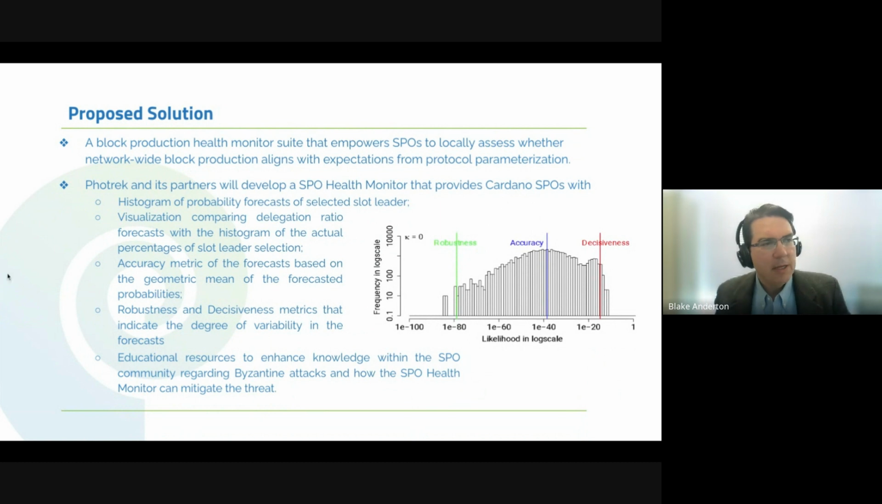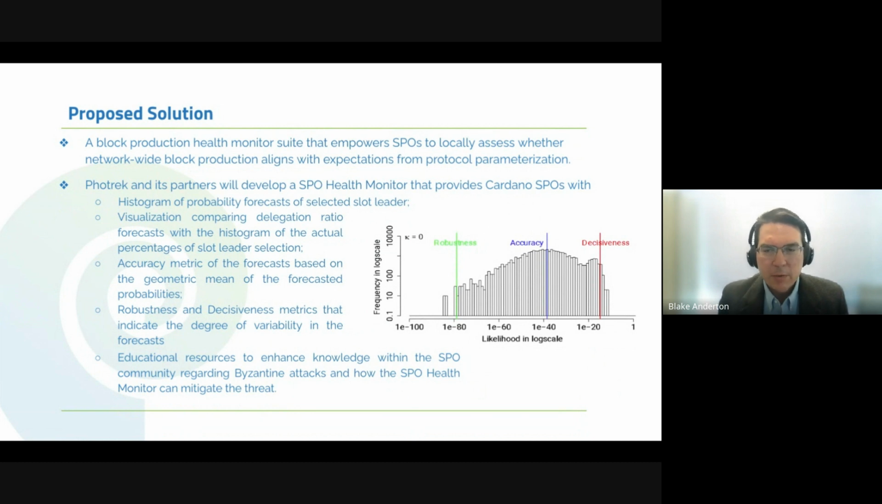Hello, I'm Dr. Blake Anderson. I'll be working with Photrek in a role responsible for solution development. So how do we envision this becoming a solution? We envision these capabilities manifesting in the form of information theoretic metrics that we can display on a visual graph that SPOs can immediately look at to get an indication of whether something wrong is taking place on this network. Do we see evidence of bad actors on this network?